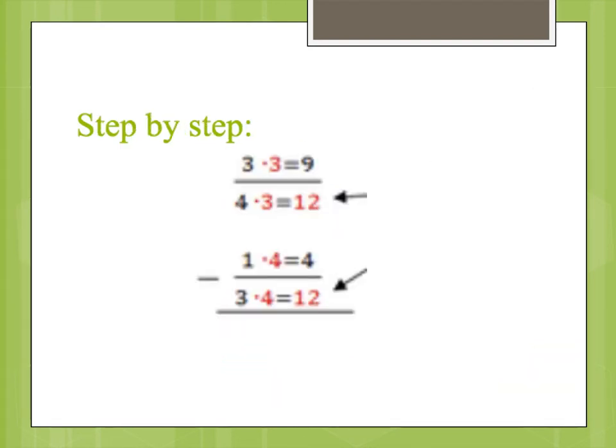Alright, so here's the step by step. I have 3/4. It's the same problem. If I know that 4 times 3 will give me 12, I have to do the same thing to the top. So 3 times 3 will give me 9. So my new fraction is 9/12. Okay, so remember I need to get the second part with the same denominator of 12. So 3 times 4 gives me 12. So I have to do the same thing to the top. 1 times 4 will give me 4. So now my new problem is 9/12 minus 4/12.